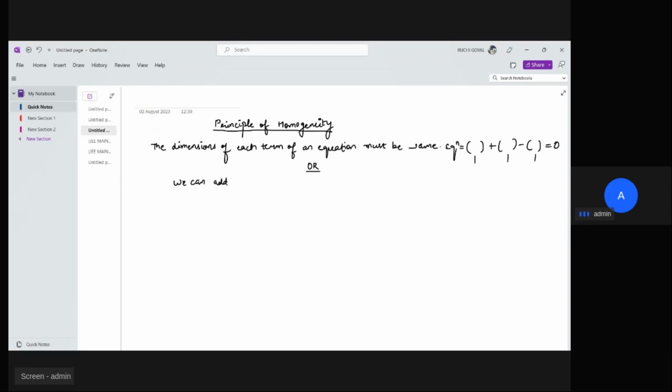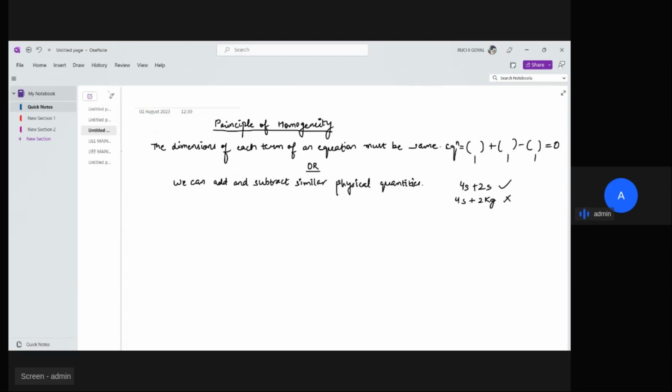We can add and subtract similar physical quantities, right? Like we can add 4 seconds plus 2 seconds. This is feasible, right? But if we write 4 seconds plus 2 kg, can we add them? No. So this is the principle of homogeneity.